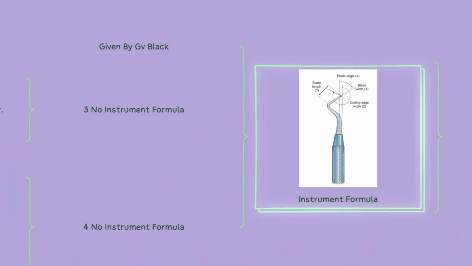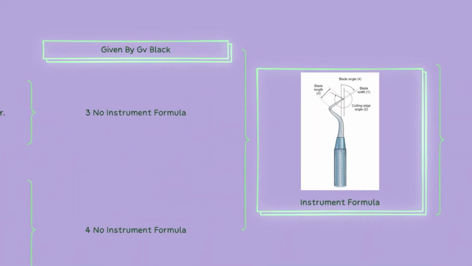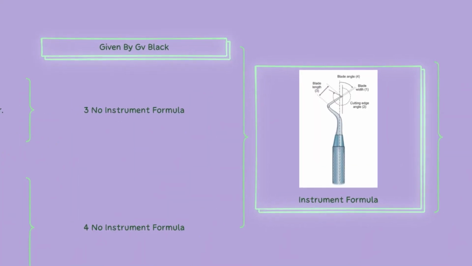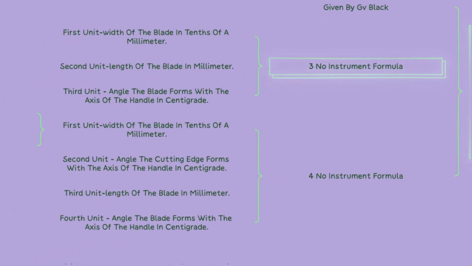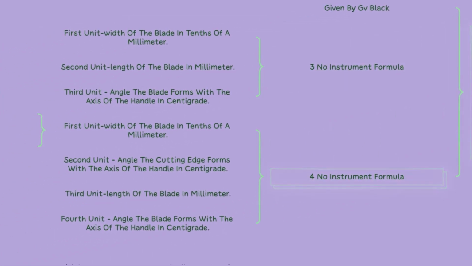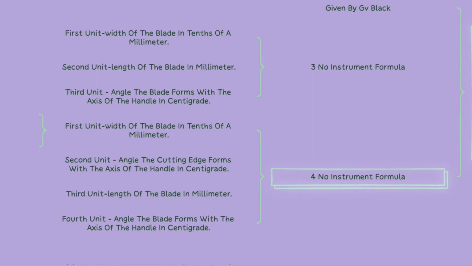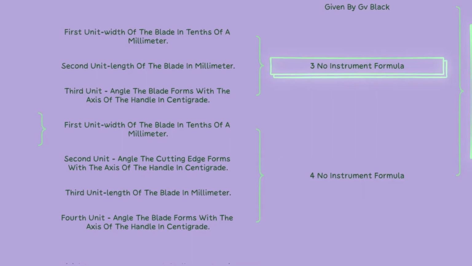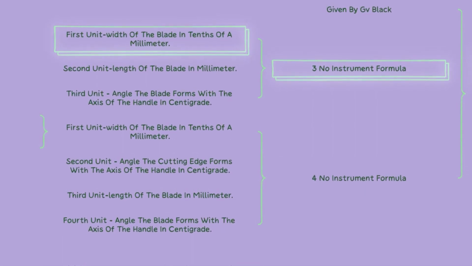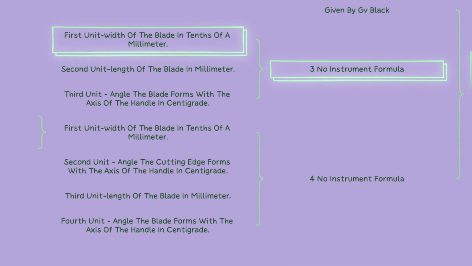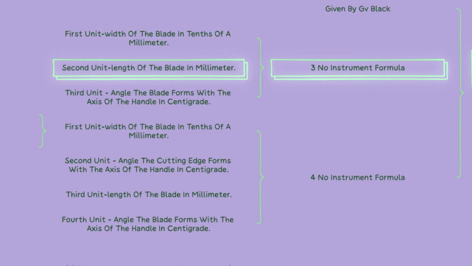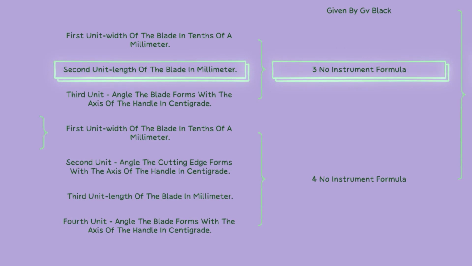Starting with the instrument formula given by G.V. Black. The instrument formula can be divided into the 3-number instrument formula and the 4-number instrument formula. Starting with the 3-number instrument formula here, the first number denotes the width of the blade in tenths of a millimeter. The second number denotes the length of the blade in millimeters.